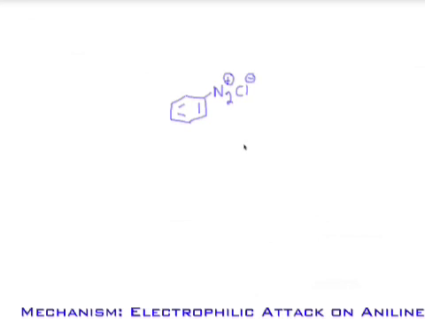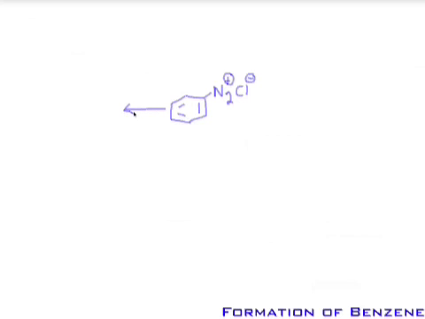One of the first reactions that we want to look at is reaction with hypophosphorous acid. We can take H3PO2 at 0 to 25 degrees Celsius. And if we do that, we will make benzene.